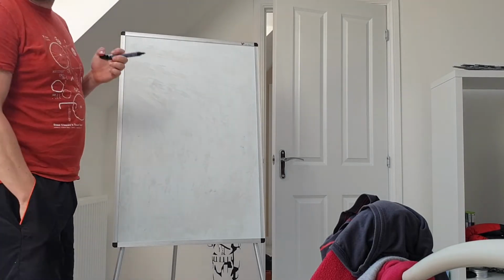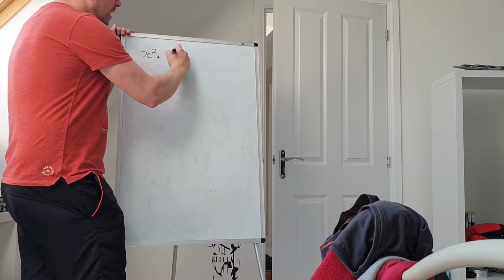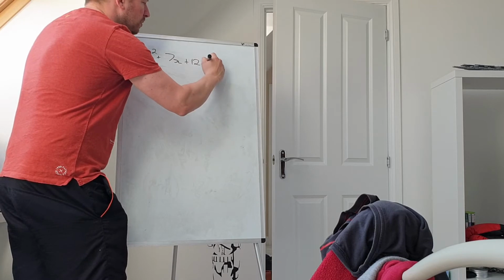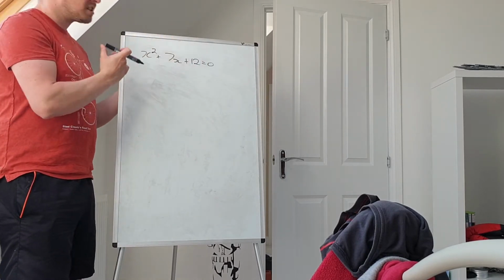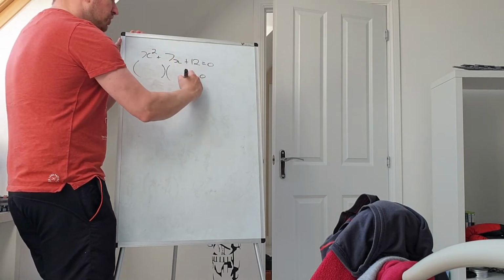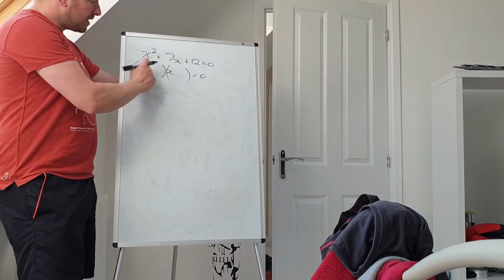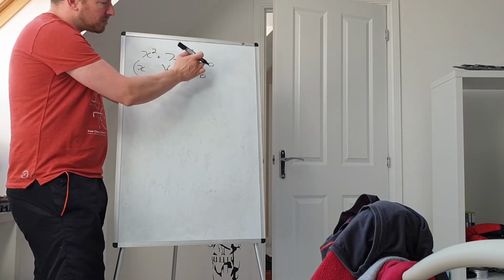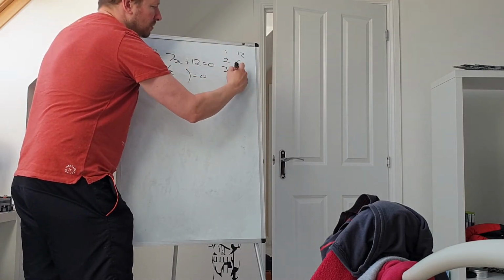Let's have a look at a more traditional one, the one that appears in GCSEs quite a bit. x squared plus 7x plus 12 equals 0. Again, we're going to factorise it so we've got two things multiplying together to make 0. This should be relatively straightforward if you've done well at your GCSEs. So x times x gives us x squared. Something times something makes 12. So we've got 1 times 12, 2 times 6, and 3 times 4.